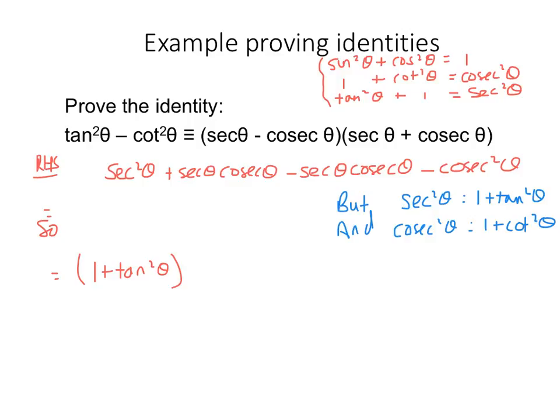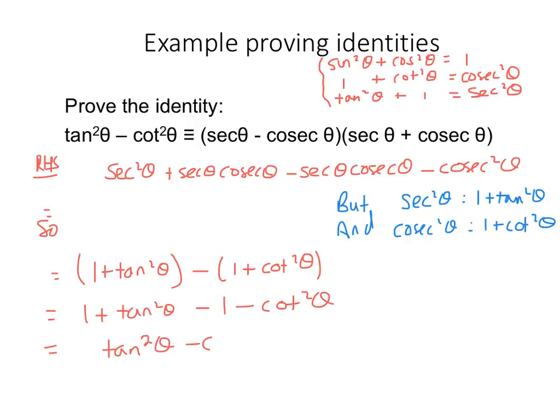The sec theta cosec theta minus sec theta cosec theta cancels out. So minus cosec squared theta is minus 1 plus cot squared theta. Simplify my bracket, just taking into account that we're subtracting a bracket here. So we have minus 1, minus and plus is a minus cot squared theta. 1 minus 1 cancels out, so that simplifies down to give me tan squared theta minus cot squared theta as required. Therefore, left-hand side equals right-hand side. We have proved the identity.